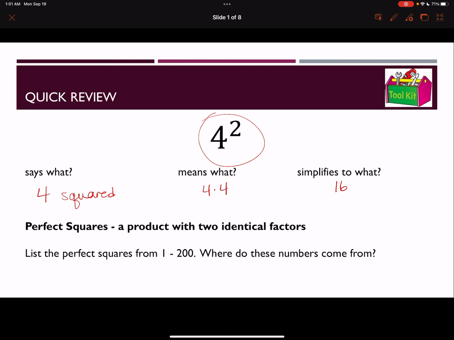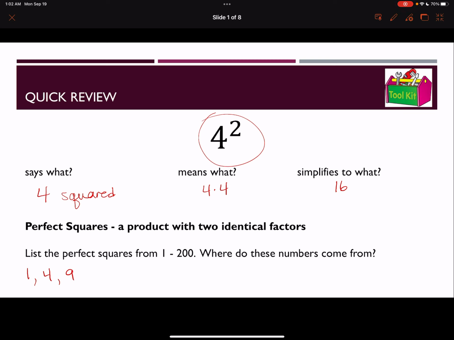So we're going to list the perfect squares from 1 to 200. And here's what I mean by that. So 1 times 1 is 1. So 1 is a perfect square. 2 times 2 is 4. So 4 is a perfect square. So 3 times 3 is 9. So 9 is a perfect square.